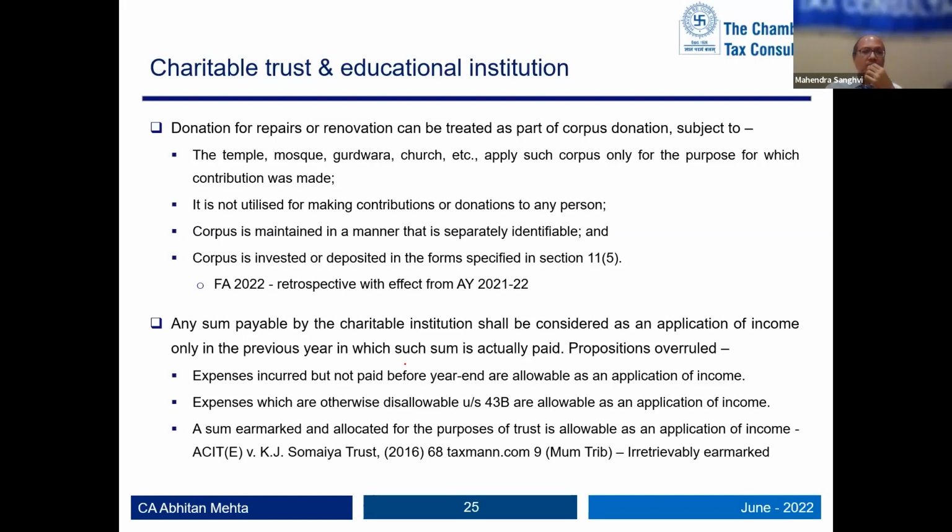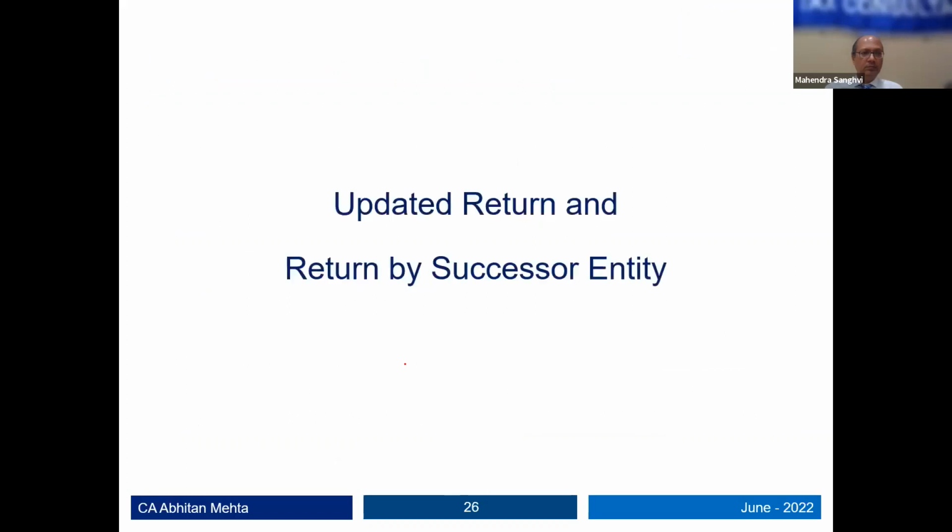We have already discussed that one is on renovation repairs, which is a very specific one, which we can skip. Second, we have already discussed that now it is cash basis and not mercantile basis. So your earlier accrual principles and section 43B will not allow. And there is a stray ruling to my mind of the Mumbai Tribunal that if something is irretrievably earmarked, it is also allowed as an expense; those would not hold good. So this is in brief about charitable trust.